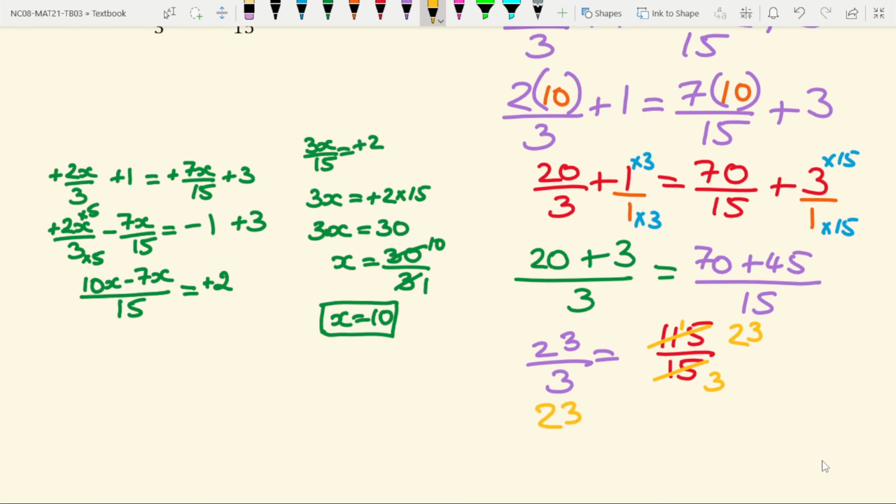Let me change the color. 23 by 3 is equal to 23 by 3. So because LHS and RHS are equal, our answer has been verified.